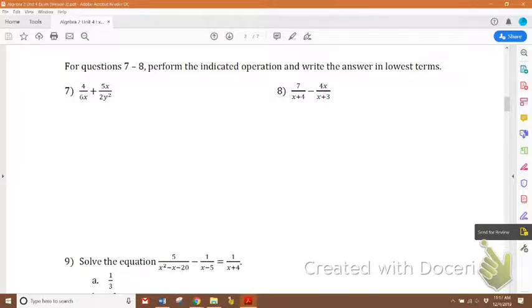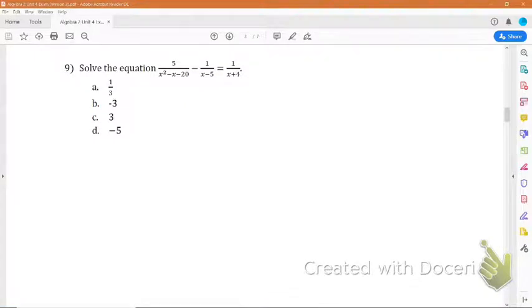So question number 9, similar to what we did yesterday. Now we have an equal sign. Equal signs make our lives easier because we can cancel things out. Looking for our common denominator, first thing I notice is one of them is a quadratic and I should probably factor it. So I'm going to take that first denominator and factor it: x squared minus x minus 20. So put that into your asterisks.